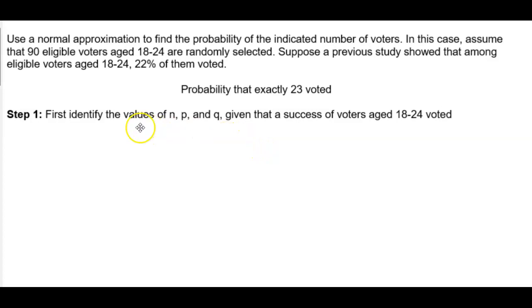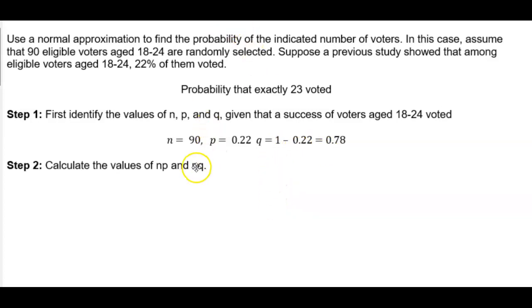So we want to first identify the values of n, the sample size, probability p, and then the complement of p, which is q, given that a success is a voter aged 18 to 24 who voted. If we come back up here, we can see that the sample size is 90, so n is equal to 90. We know the probability of 22% is equal to 0.22, and q is the complement of p, so 1 minus 0.22 is equal to 0.78.